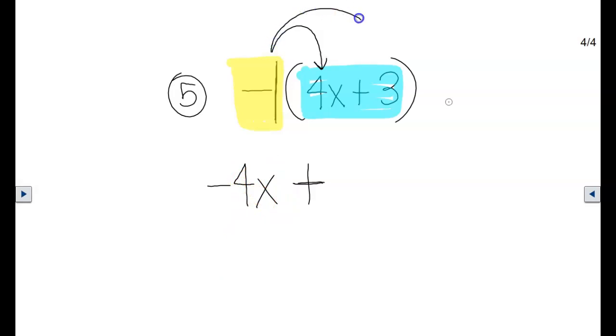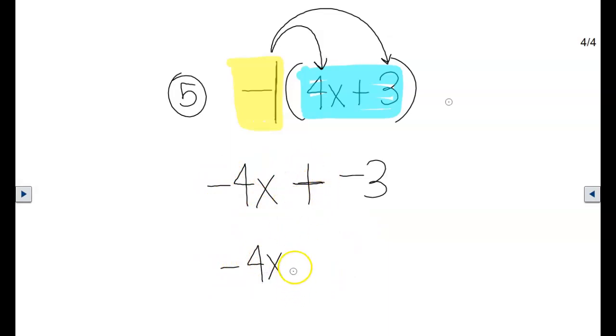Then you're going to do -1 times the second group member. So -1 times 3. -1 times 3 is -3. So we have -4x plus -3. Don't like plus a negative. We don't like that double sign, so we keep it. -4x.